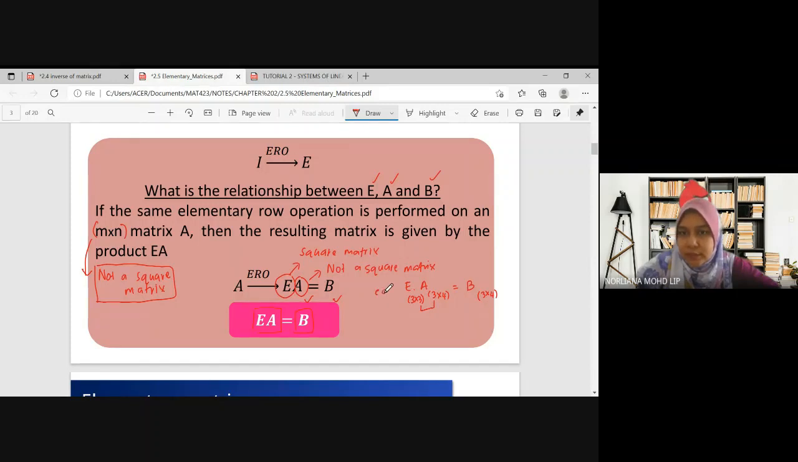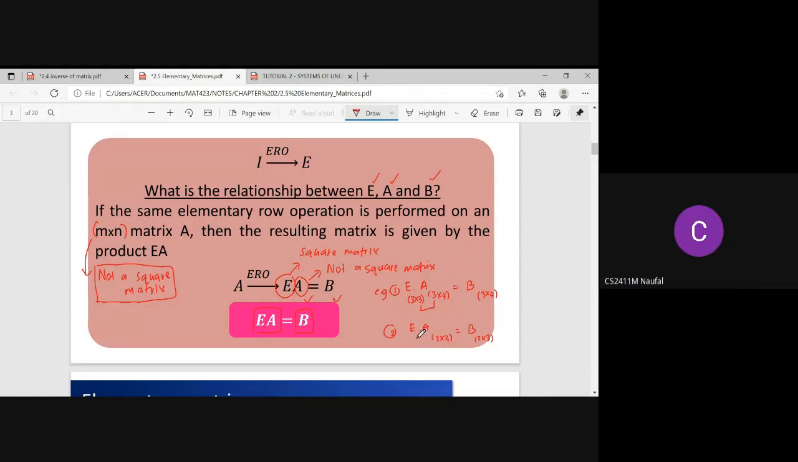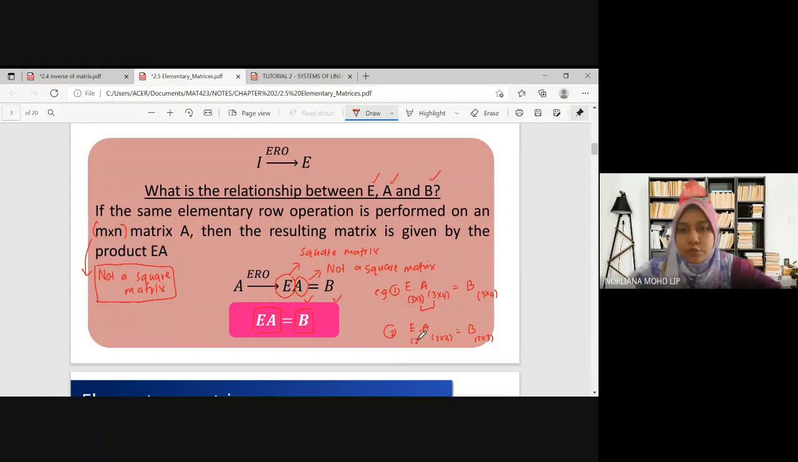Okay, contoh lagi kalau diberi matrix A 2 by 3. Okay, jadi elementary matrix kat sini apa yang sesuai untuk didarabkan dengan A? 2 by 2. 2 by 2. Kat sini tengok yang ni. Ni untuk yang ni nanti kita akan gunakan lah yang ni. Konsep mana?